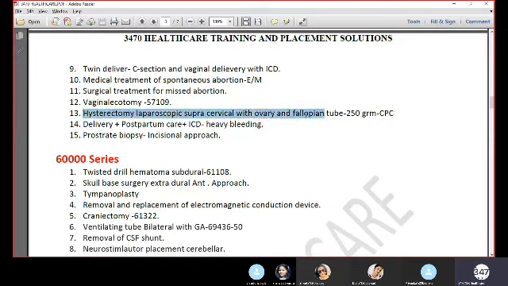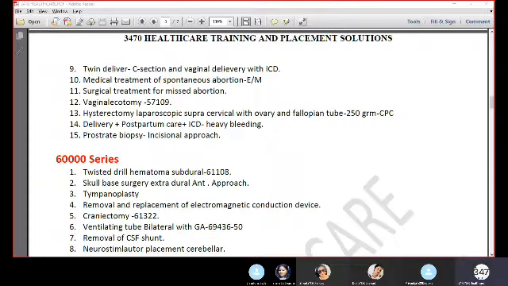What is the answer for this? Laparoscopic supracervical hysterectomy with ovaries and fallopian tube. 58544. 13th question. Anyone having a different answer? 58542.